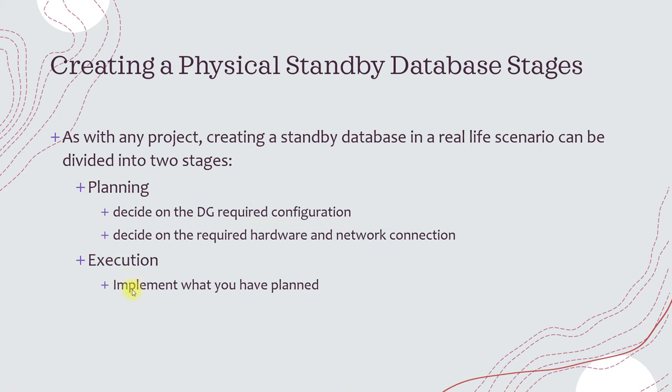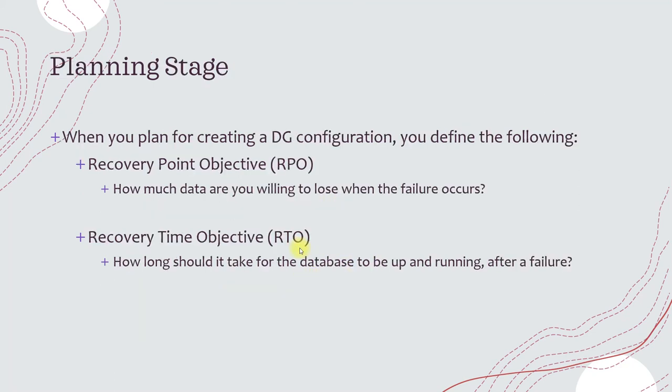Now the execution part. Whatever planning you have done, you have to implement that, and discuss it with your DBA team and manager. What goes through the planning stage? That's what I was actually discussing. There is RPO and there is RTO: the recovery point objective and the recovery time objective. What do you mean by these two? You need to make sure that you remember these two, because there can be interview questions asking what is RPO and what is RTO.